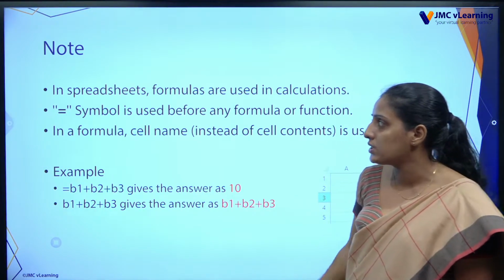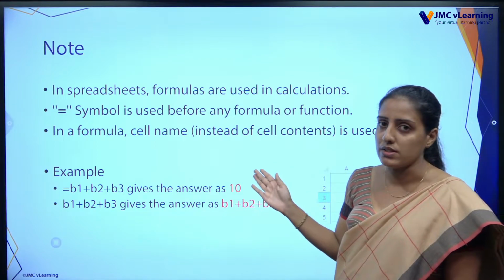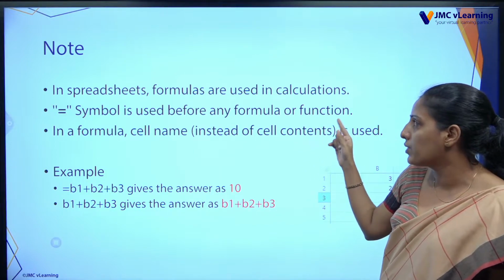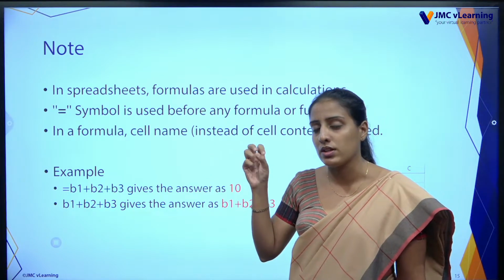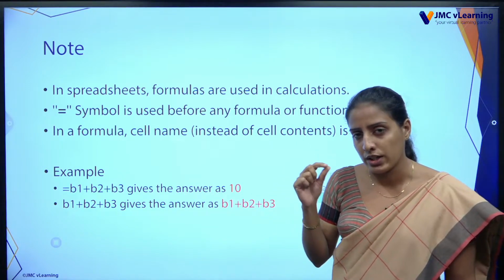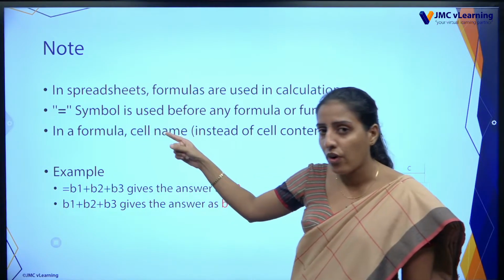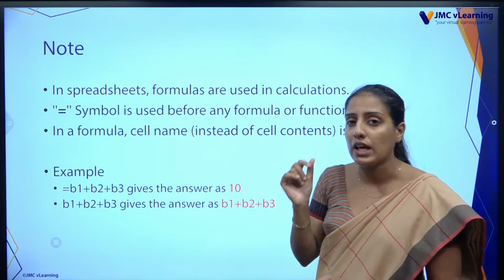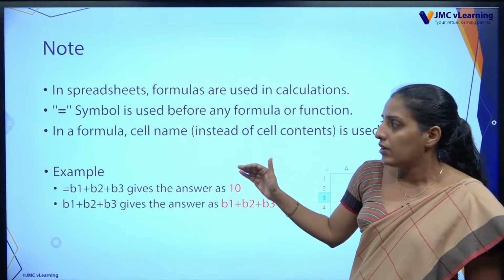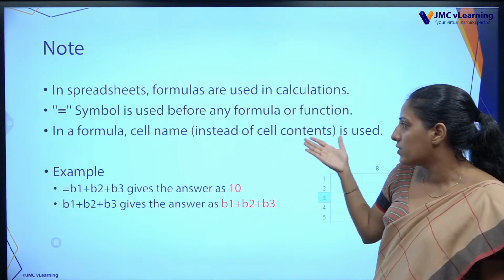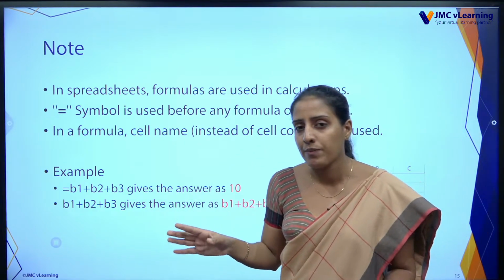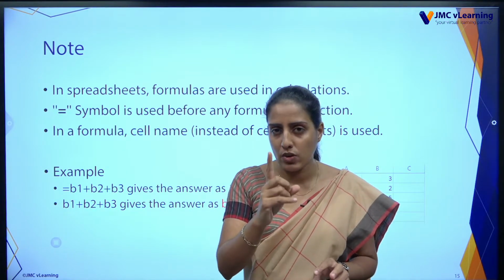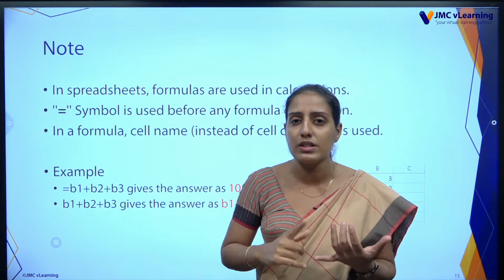Note, in spreadsheets, formulas are used in calculations. The equal symbol is used before any formula or function. This is a really important thing to be remembered. When you are performing any formula or any function, you have to start with the equal sign. In a formula, the cell name instead of the cell content is used. Always remember, if you want to perform a formula or a function, the first thing you have to type in Excel is the equal sign.